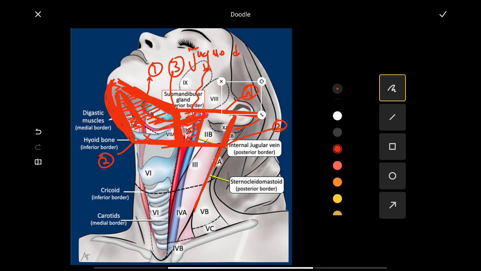Jugulo-omohyoid nodes. You know the muscle omohyoid, where omo means shoulder, right? It's coming from the shoulder. So this muscle is coming from the shoulder, crossing the internal jugular vein here, and then going and attaching to the hyoid. So omo for shoulder, hyoid for hyoid bone. Very simple, right? So at the point where it crosses, there are other nodes which are called jugulo-omohyoid nodes.